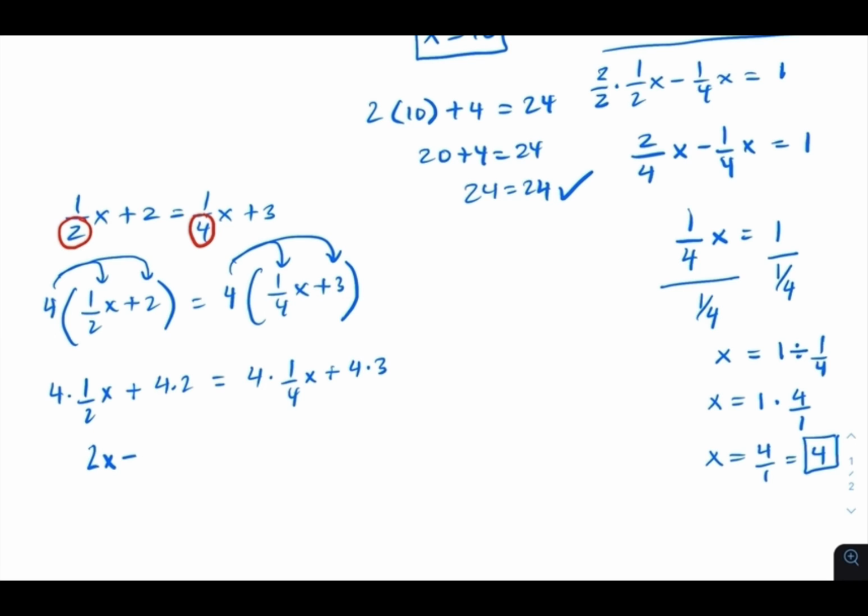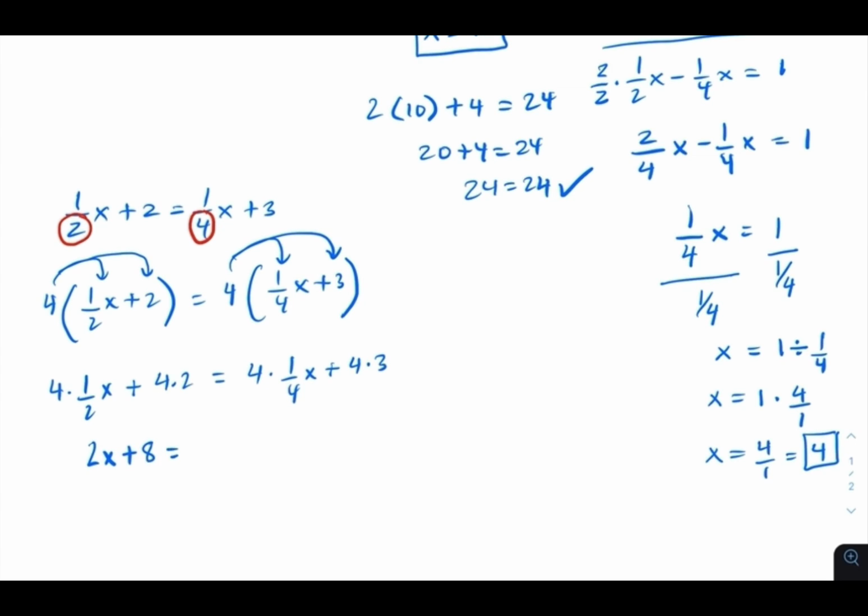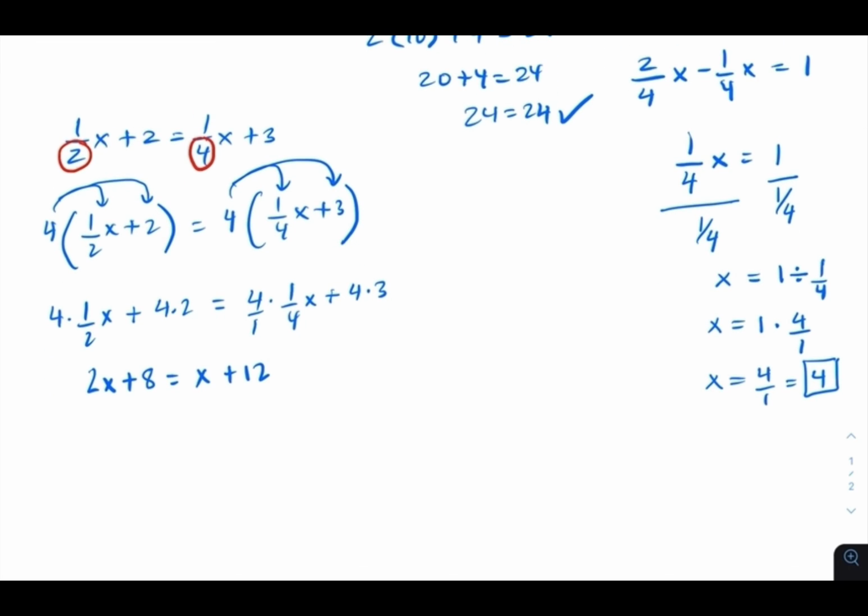Okay. And so 4 times 1/2 is basically 2, and so you have a 2x plus 4 times 2 is 8, is equal to 4 times 1/4, which is basically 1, because remember you have the 4 on the top, 4 on the bottom, those cancel out, and then you have just a 1x. And then 4 times 3, which is a 12. Now your goal is to get the x's on one side. Here we have a positive x on the right-hand side, so I'm going to bring it to the left-hand side. Since it's positive, we want to do the opposite, so I'm going to subtract x on both sides. And so I have 2x minus x, which is an x, plus 8 is equal to, and remember, positive x and negative x cancel each other out, and then you're just left with a 12.